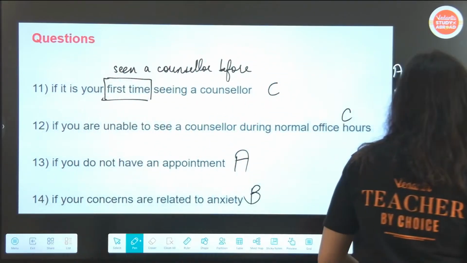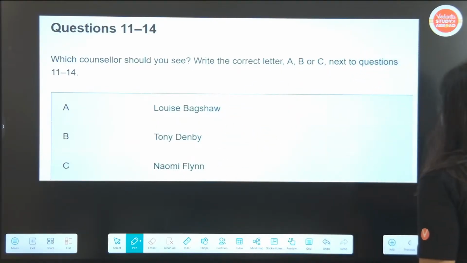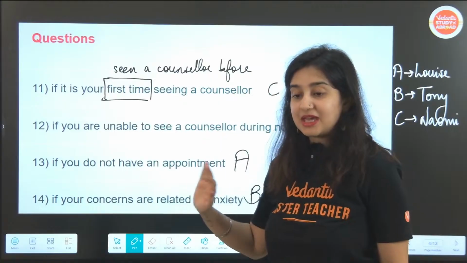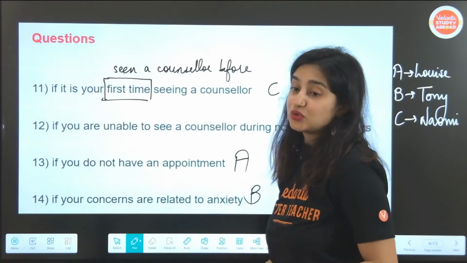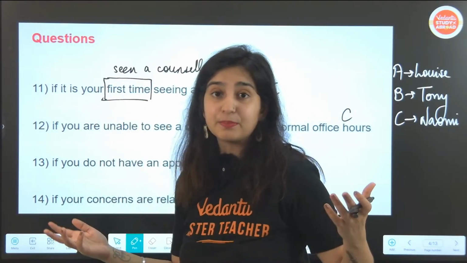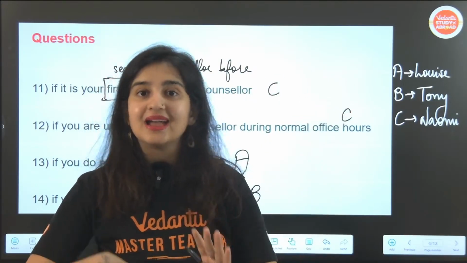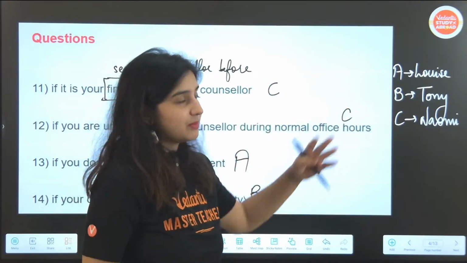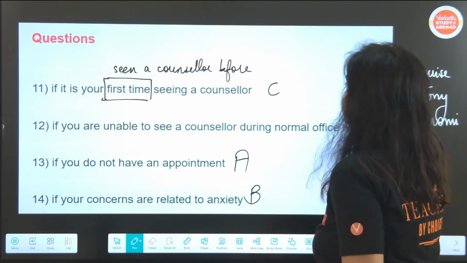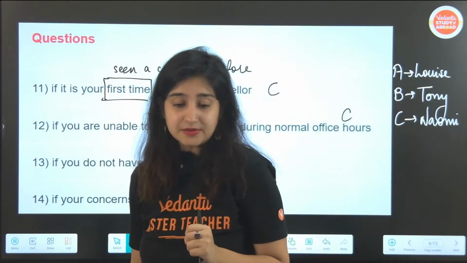See, basically what happened was they gave you 3 options. They said A is Louise Bagshaw, B is Tony Denby, C is Naomi Flynn. Now, according to these different things written here, which counselor would you get to see? So A, B and C were your answers that you had to write next to these different questions. And the questions were all things that these different counselors take care of. For example, the only counselor that you can see after normal office hours, that is perhaps before 9 and after 6, something like that, would be Naomi. That's something they explicitly said in the recording, right? So here what you were supposed to do was take one of these options, put them next to these questions, depending upon who met these particular conditions according to the audio, right?